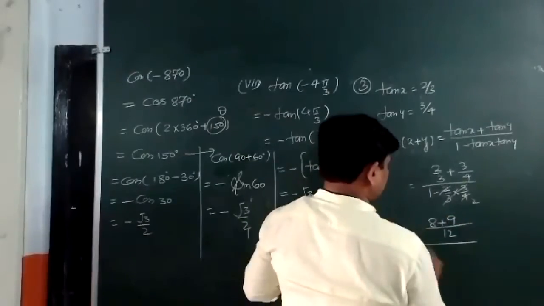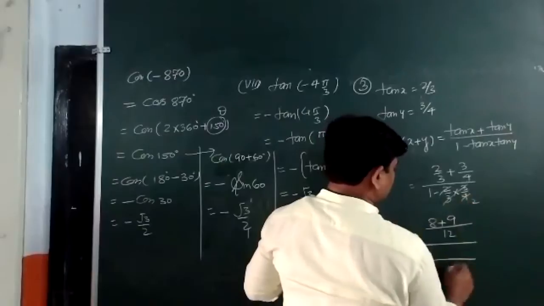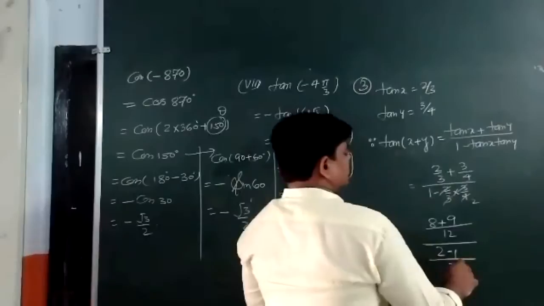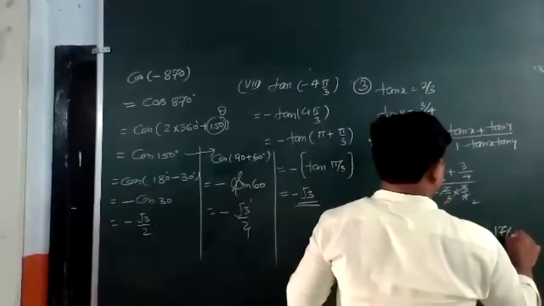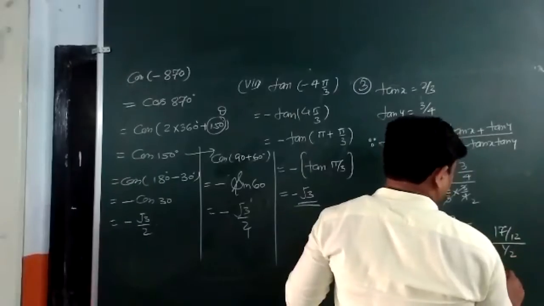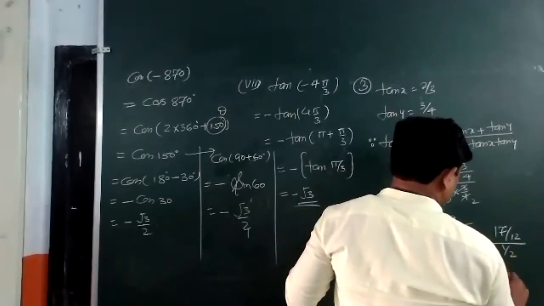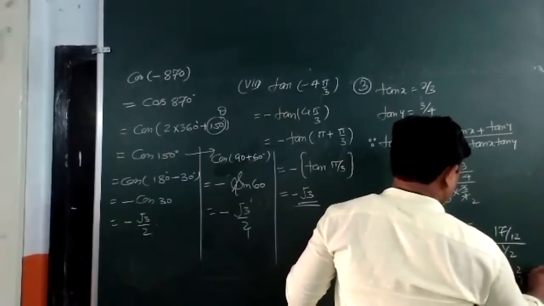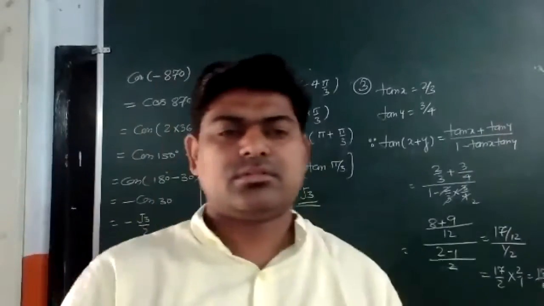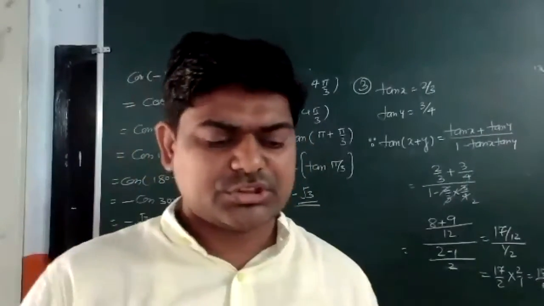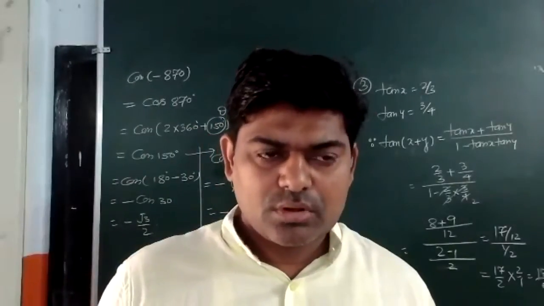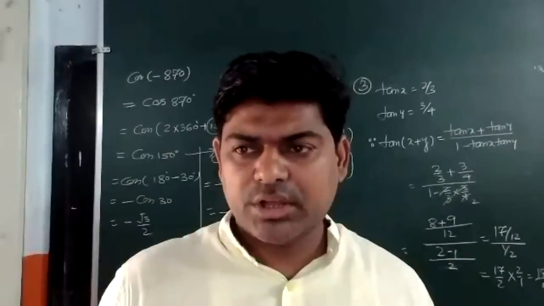Then for the denominator we have 1 − 1/2, where 2 will be the LCM, and 2 − 1 gives 1/2. Here I am having 17/12 upon 1/2. When I simplify, I get 17/12 into 2/1, which is equal to 17/6. This is our result. Anyone have any problem in this question? Yes or no? Question number 3. Anyone have any problem?